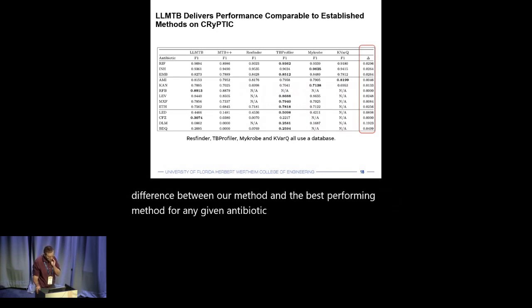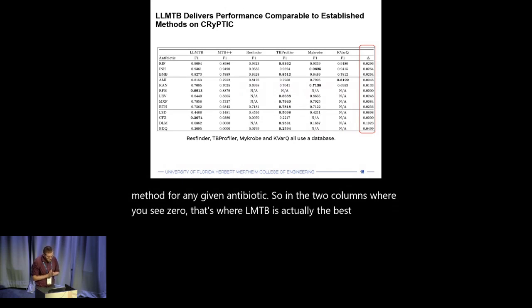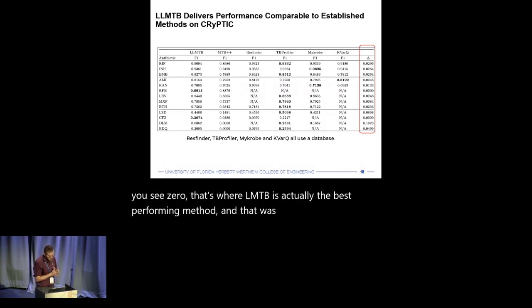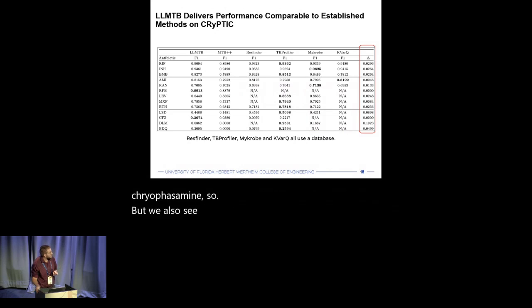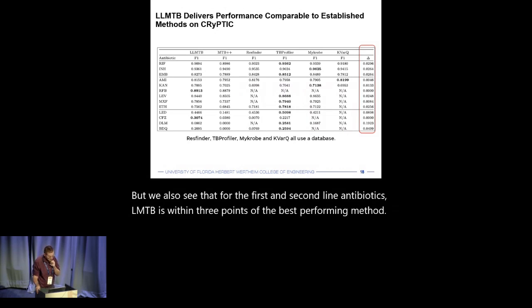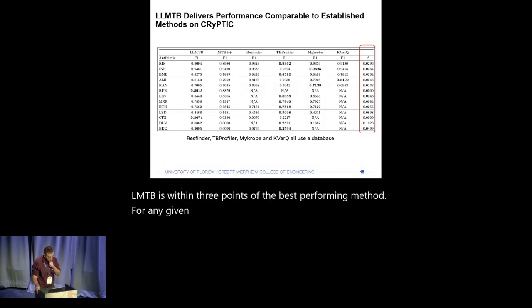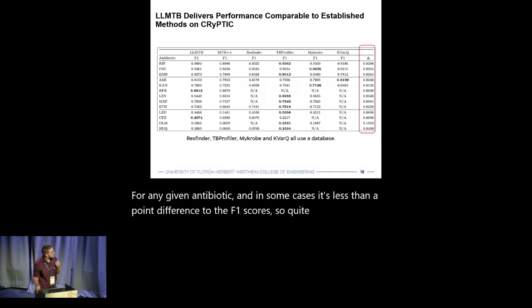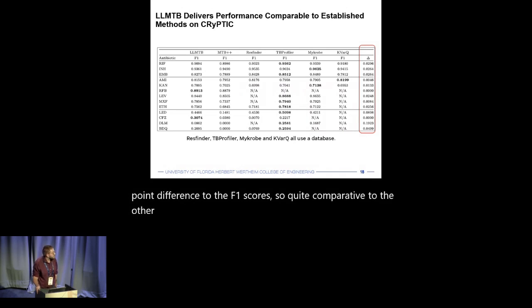So in the two columns where you see 0, that's where LLMTB is actually the best performing method. And that was on rifabutin and clofazimine. But we also see that for the first and second line antibiotics, LLMTB is within 3 points of the best performing method for any given antibiotic. And in some cases, it's less than a point difference in the F1 scores. So quite comparative to the other methods in the first and second line antibiotics.